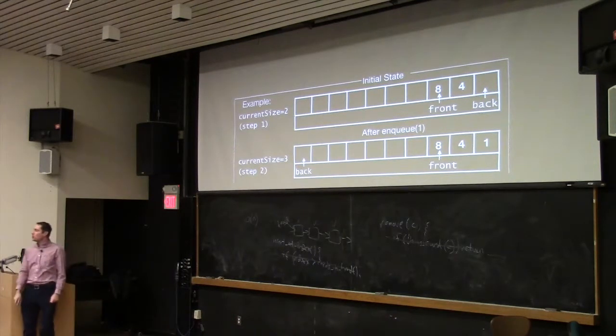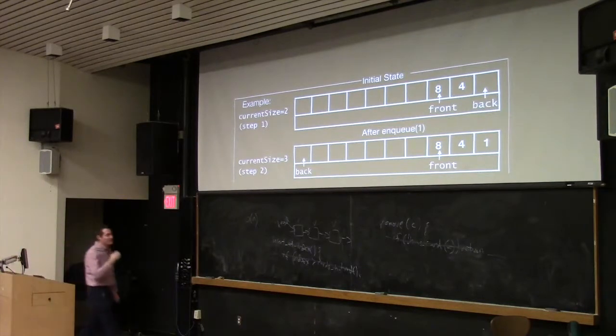When we enqueue, remember how we enqueue into a queue. We put the next thing at the back, and then we increment the back. Okay? In this case, we're going to put the element here, so we're going to enqueue 1. We're going to put the 1 here, and then we're going to increment the back, but it's going to be bigger than what? The array capacity. It's bigger than the array capacity.